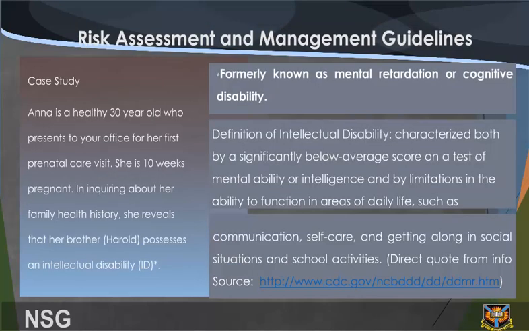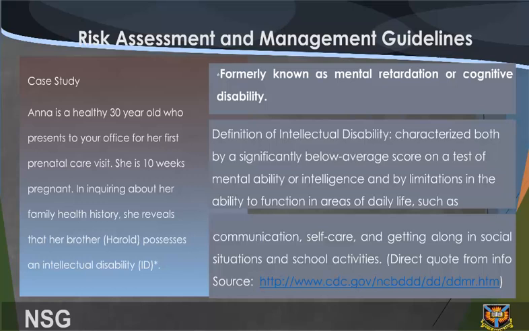Case study. Anna is a healthy 30-year-old who presents to your office for her first prenatal care visit. She is 10 weeks pregnant. In inquiring about her family health history, she reveals that her brother Harold possesses an intellectual disability (IDD), formerly known as mental retardation or cognitive disability.